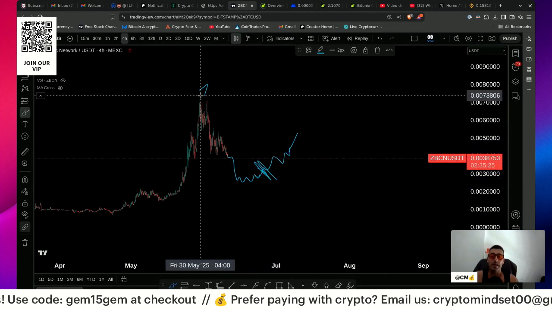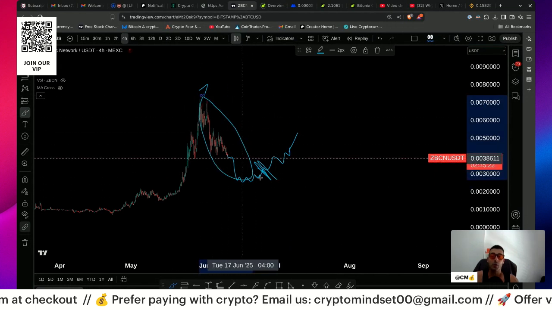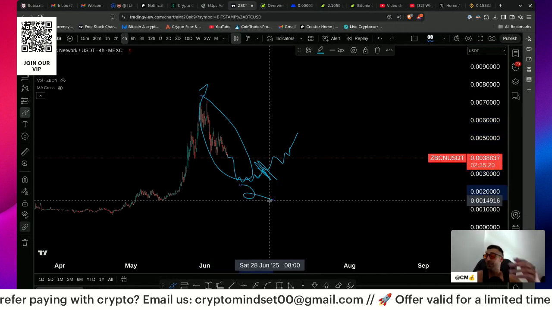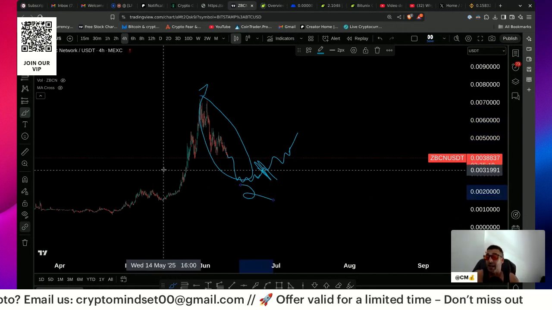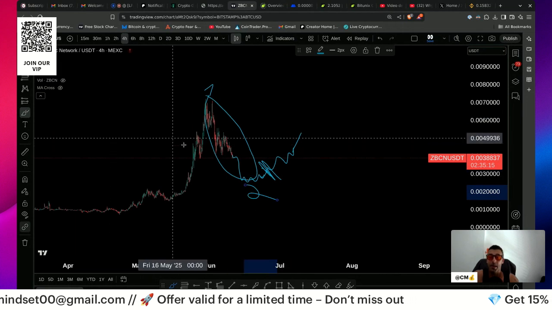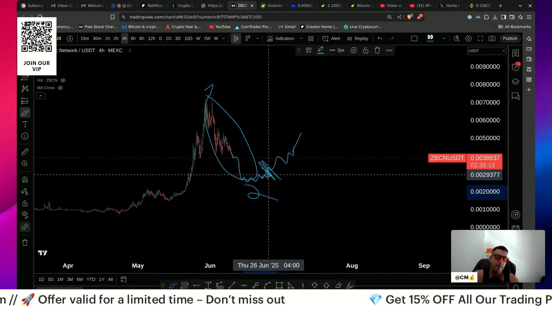So now we are in leg 2, looking for the bottom of leg 2. Probably, again, this could take some time. It could take some time. I'll show you what I mean. But here you want to buy.